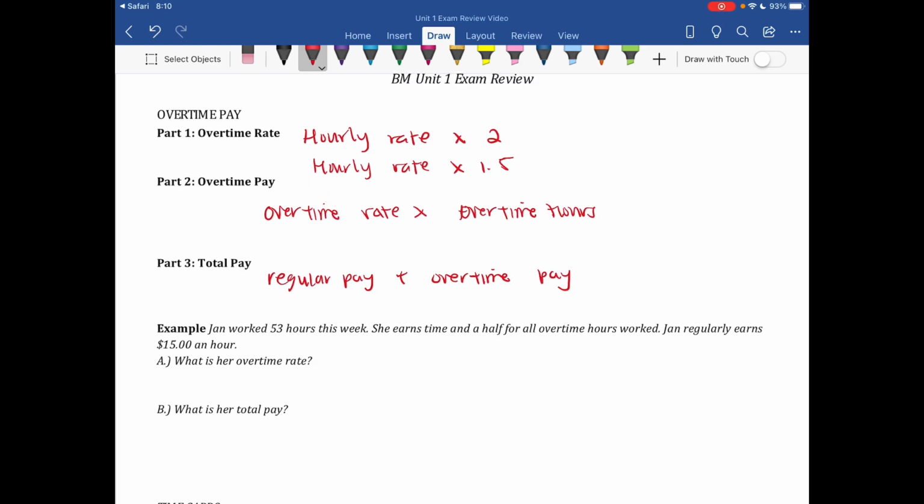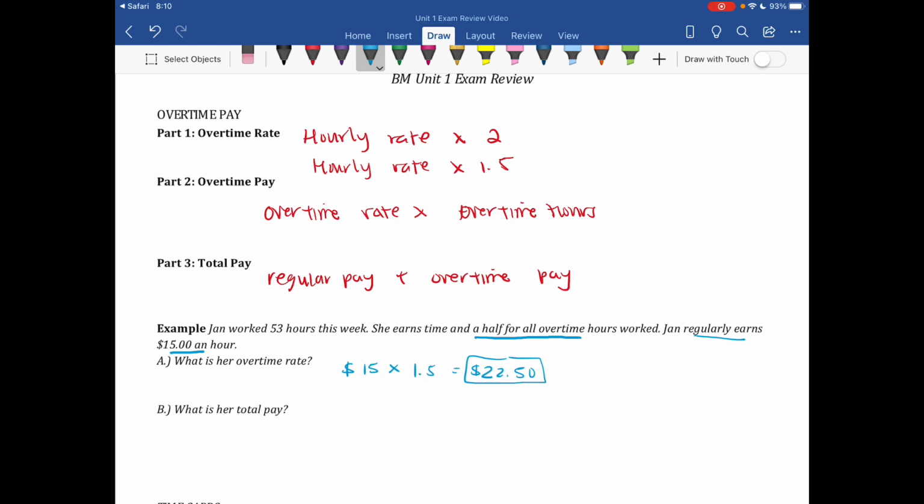Let's say that Jan works 53 hours this week. She earns time and a half for all overtime hours, and Jan regularly earns $15 an hour. First, what is her overtime rate? Well, we do know that she earns time and a half for all the overtime hours, and she regularly earns $15 an hour. So to find the rate, we just need to take that hourly rate of $15 and multiply it by 1.5, which gives us $22.50. That's all it's asking for.